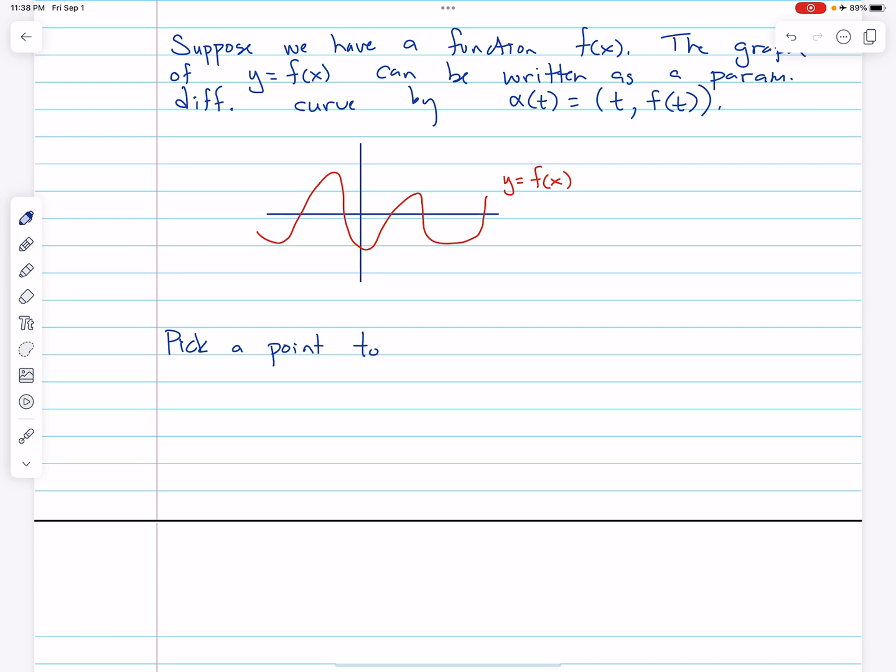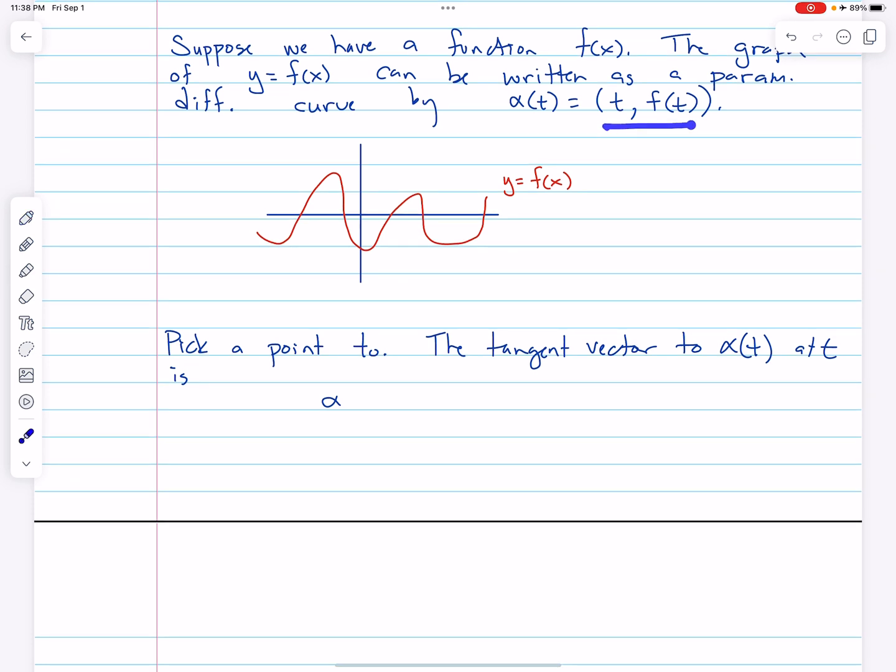Say t naught. The tangent vector to alpha of t at t is, so if alpha is just t comma f of t, then alpha prime of t is going to be the derivative of t with respect to t, which is 1, and the derivative of f of t with respect to t is just f prime of t.